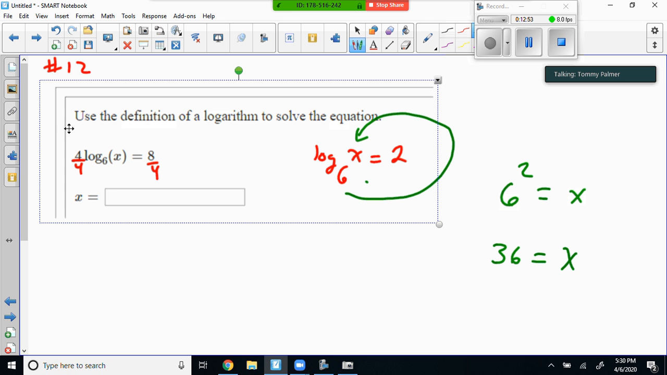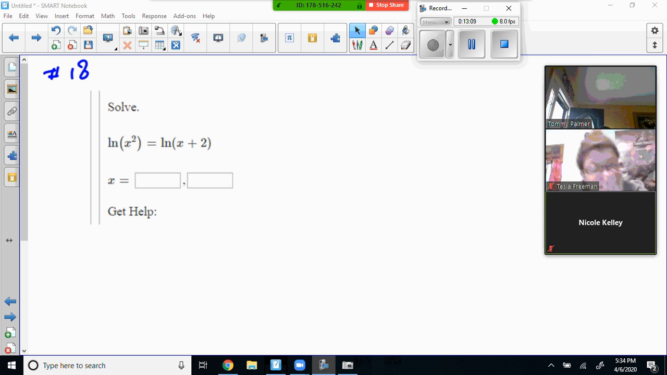So it tried to trick you. But anytime the of is an x, that's really what you're going to do. Okay, so don't fall into that trap. So this is number 18. All right, it's not as bad as what you think.